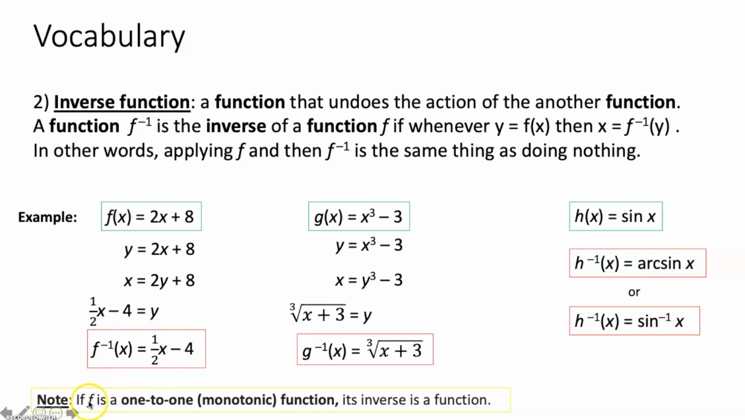Also note that if f is a one-to-one or monotonic function, its inverse must also be a function. And that makes sense because if it passes the vertical line test and the horizontal line test, then the inverse must also be a function as well.